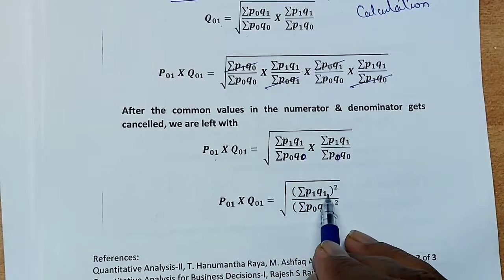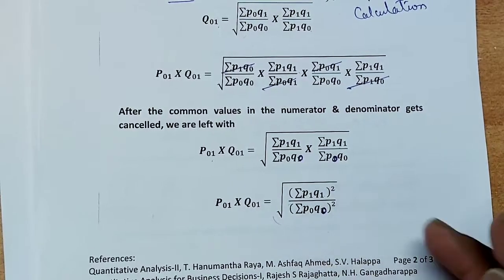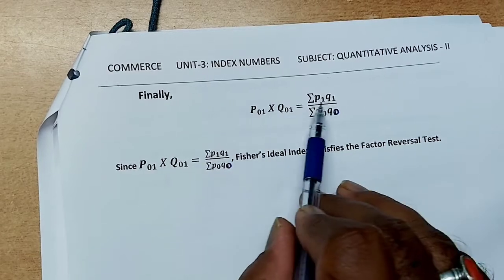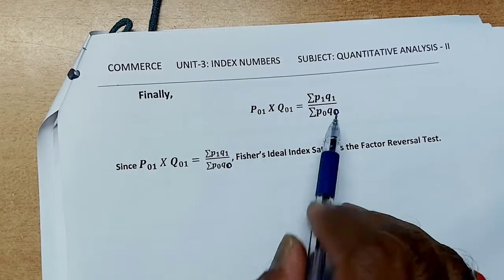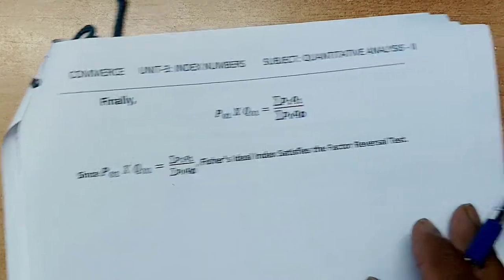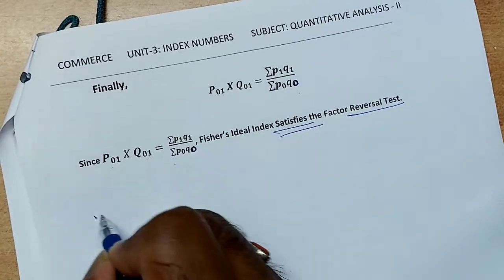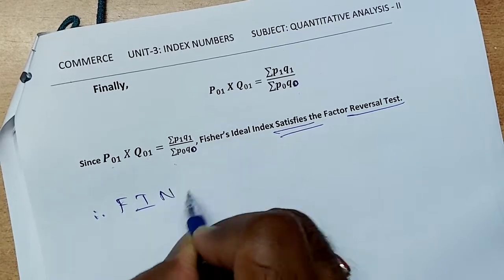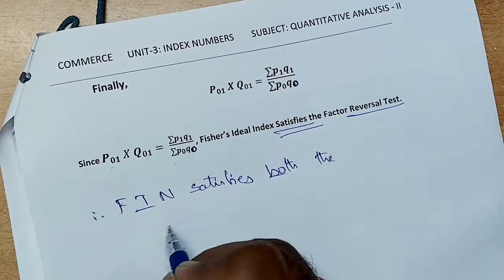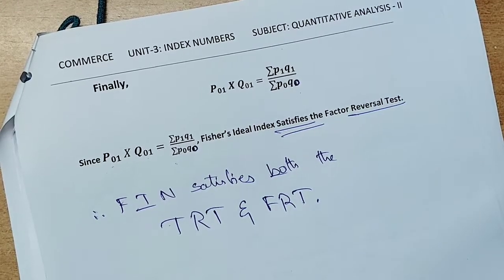That is equal to sigma P1 Q1 divided by sigma P0 Q0, the whole square. The whole square and the square root get cancelled, and finally we are left with P01 into Q01 is equal to sigma P1 Q1 divided by sigma P0 Q0. Since P01 into Q01 is equal to sigma P1 Q1 divided by sigma P0 Q0, Fischer's ideal index number satisfies the factor reversal test. Therefore, Fischer's ideal index number satisfies both the time reversal test and factor reversal test.